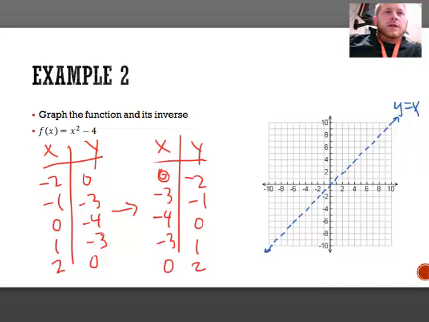So starting over here with this one, I'm going to start with my vertex, which is going to be right here in the middle. And it's at 0, -4. And I'm going to just graph these points. My intercepts are at 2 and -2. So that's going to be my first parabola.